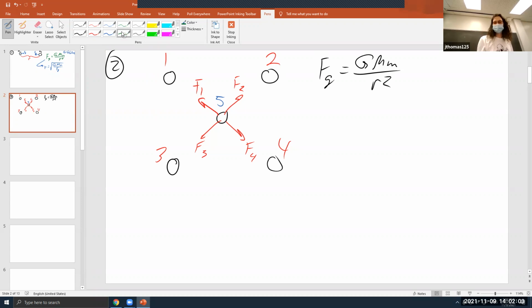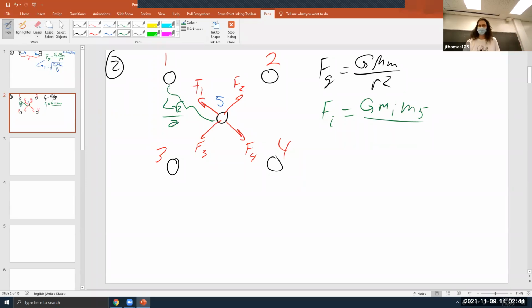Now, we can generalize here and say that if I wanted to calculate the force from any one of my four particles, that would be equal to G times the mass of that particle, m sub i, times the mass of particle 5, over the distance squared between them. What is the distance from any corner of a square to the center of a square? The diagonal of the square is L root 2, which means that the distance from the corner to the center is L root 2 on 2. Cool. So on the bottom down here, you'll have L root 2 on 2.